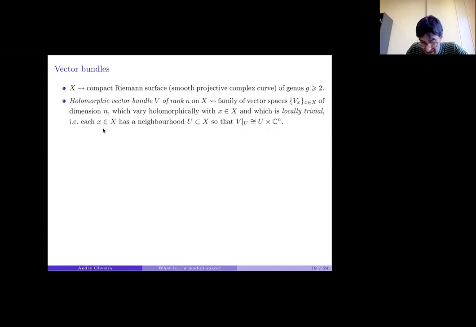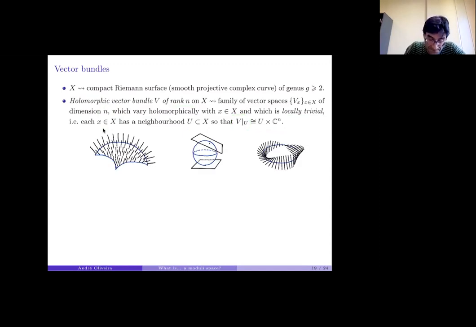Moreover, it must be locally trivial, so they cannot vary in a wild way. Locally, on a neighborhood of each point in X, your vector bundle is a product. It's something you can imagine like this. This is a rank one vector bundle. This is rank two because the spaces are rank two. And here's a Mobius band, which is a rank one vector bundle over the circle.